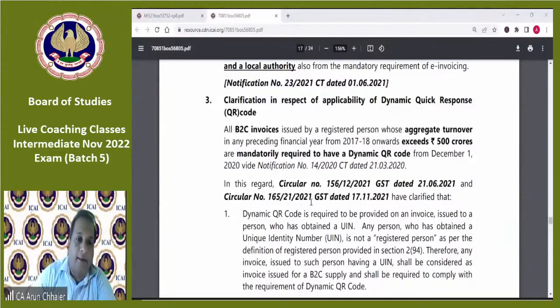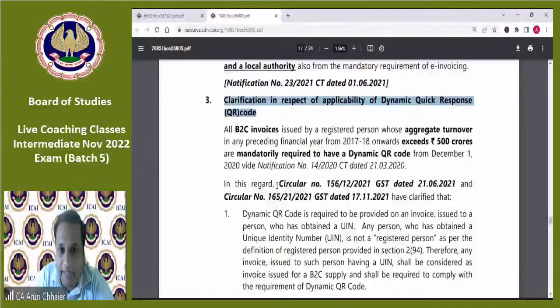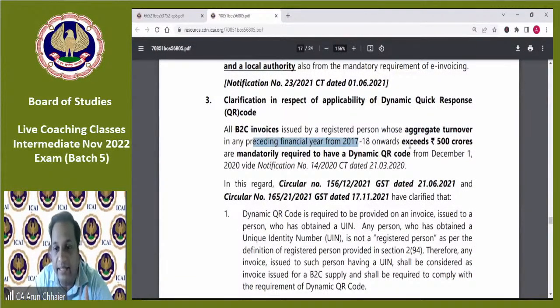Now, this is the last discussion. Let me read this provision once again. Amendment. I'm talking about the amendment. Clarification in respect to the applicability of the dynamic QR code. All B2C invoices issued by the registered person whose aggregate turnover in any of the preceding financial years starting from 2017-18 exceeds 500 crore are mandatorily required to have the dynamic QR code from December 1, 2020.